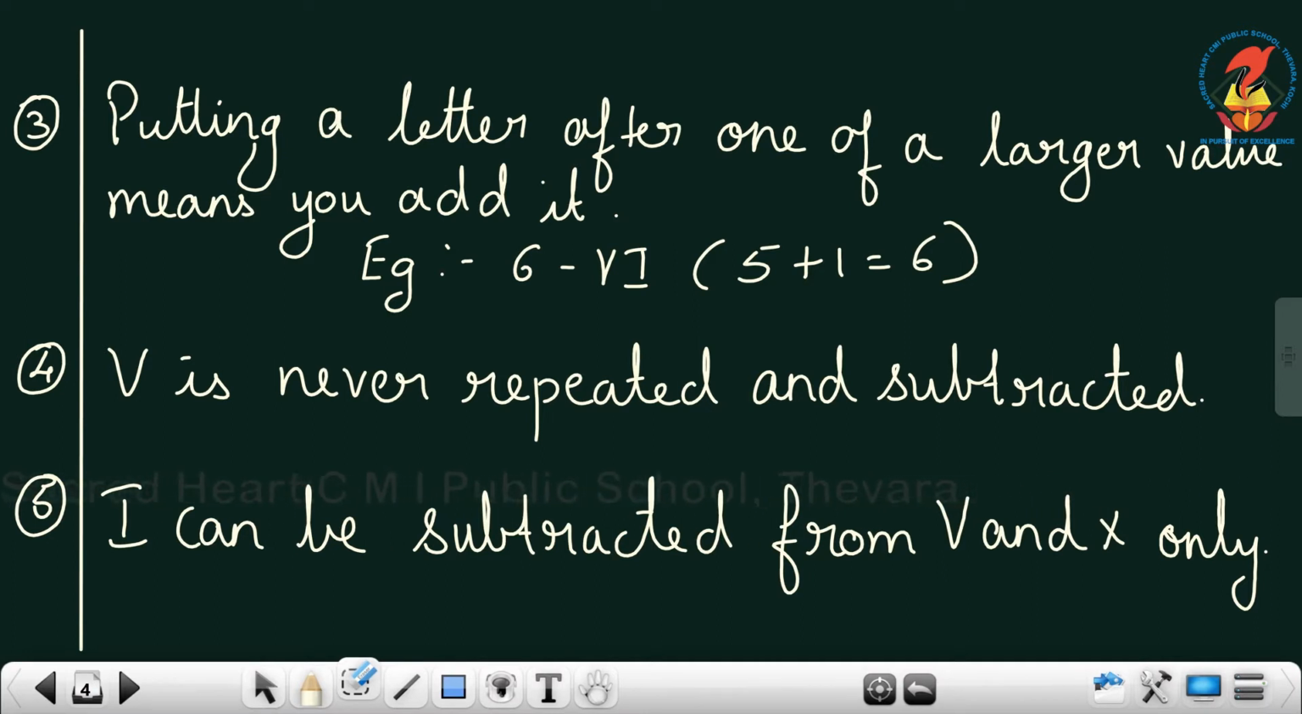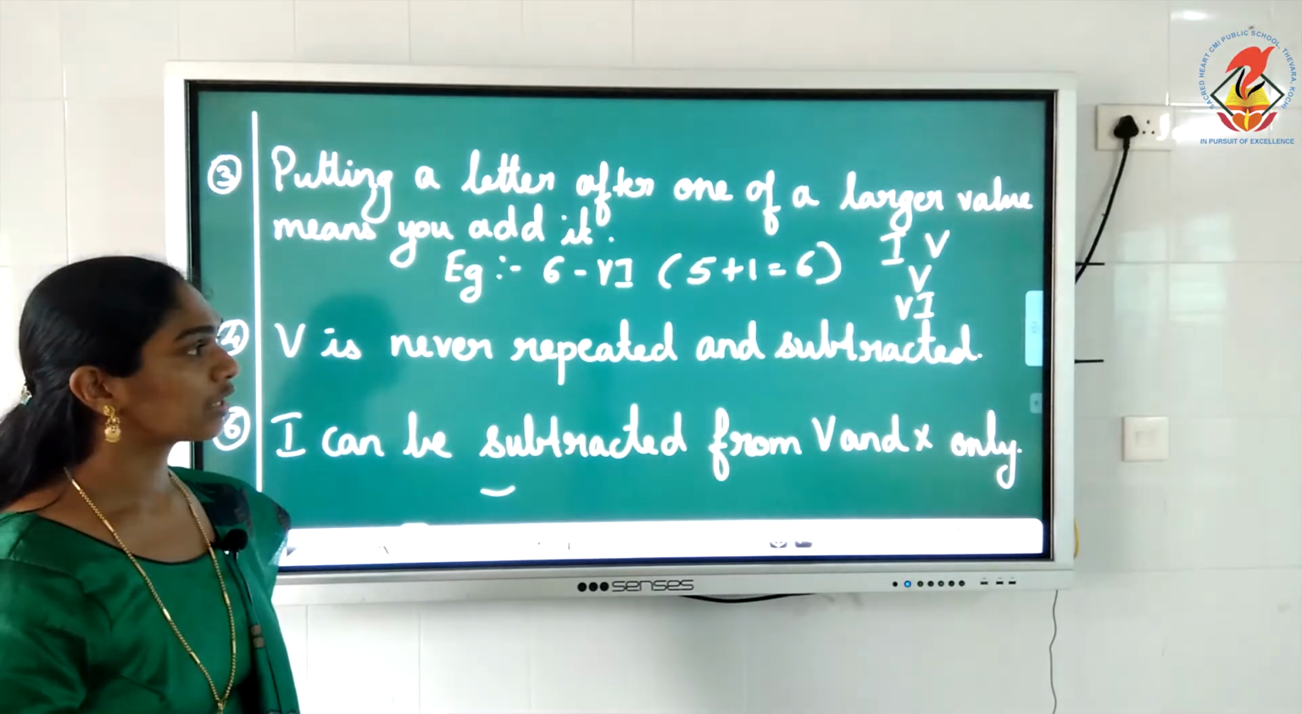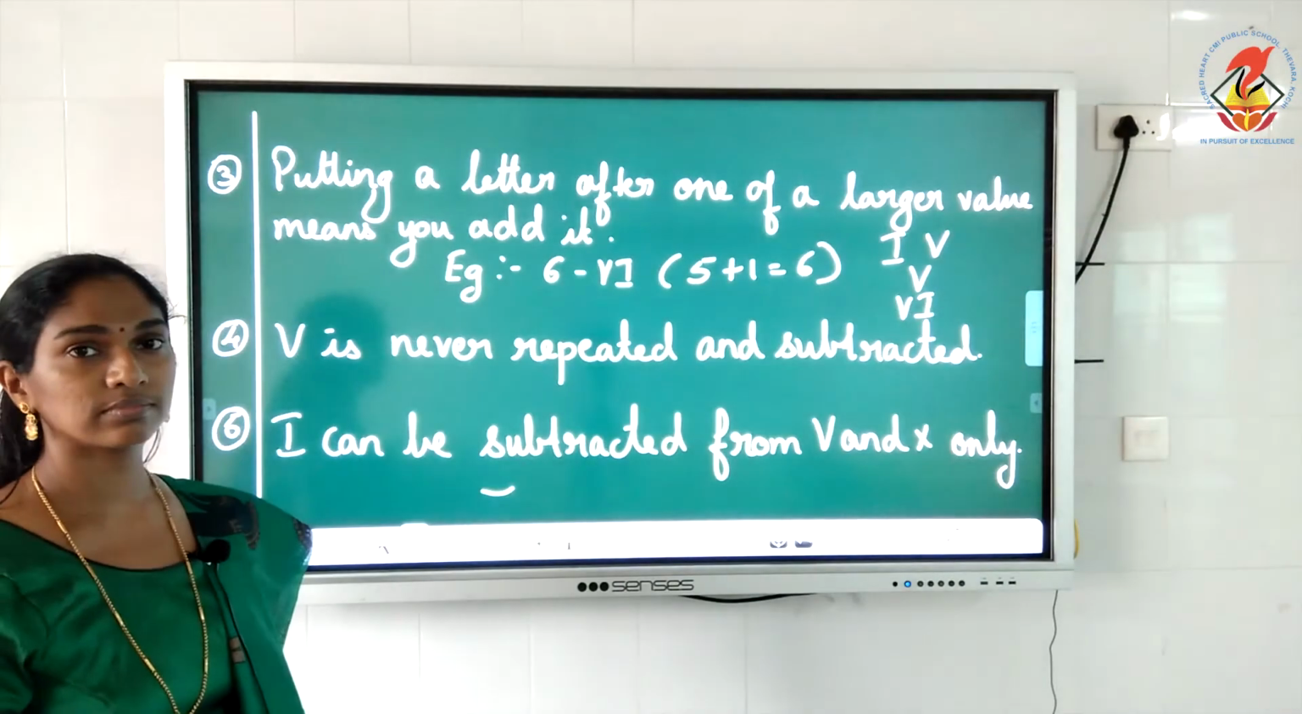So how was 6 written? VI. How was 4 written? 4 was written as IV. 5 was written as V. Then when you come to 6, VI. Understood children? Okay.